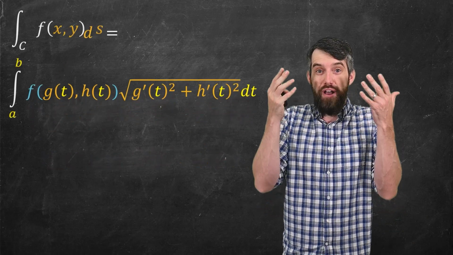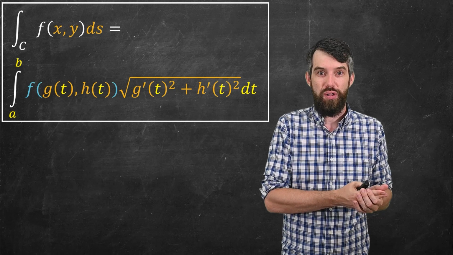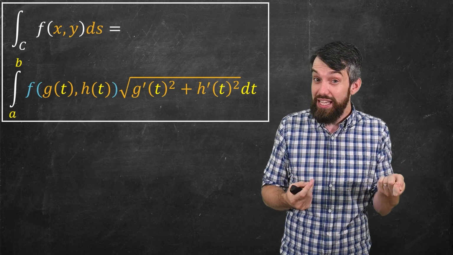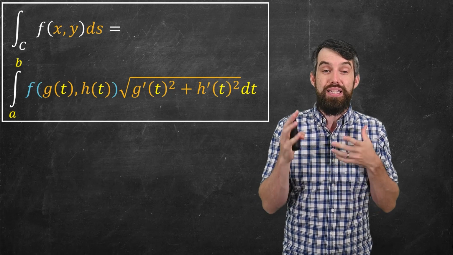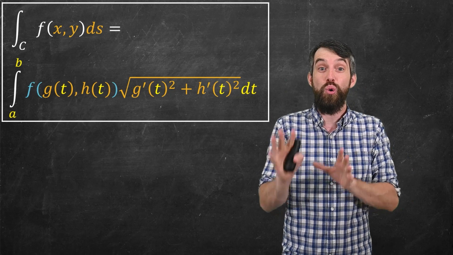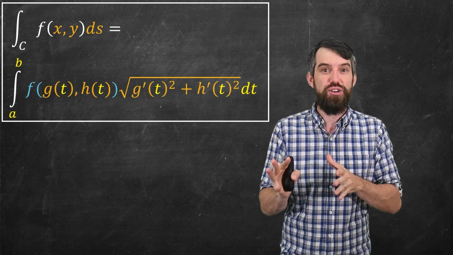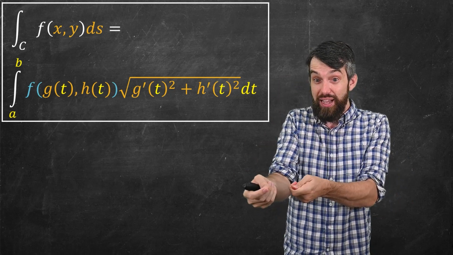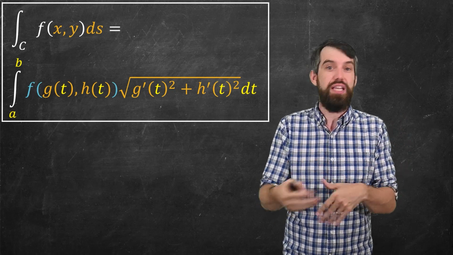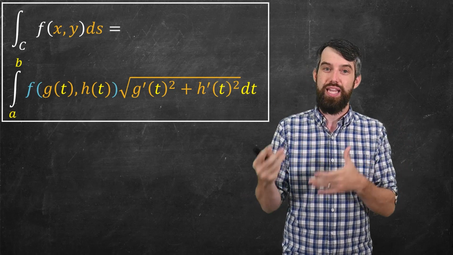And so I have a new formula for my line integral. The line integral, the integral with respect to some curve c of f of x, y ds, is now going to be just the integral from a to b. Hey, this is something I can do now. This is one of my old single variable integrals. This is an integral in terms of t. So I can compute that. I plug it in, f of g of t and h of t, and the square root of g prime squared plus h prime squared.